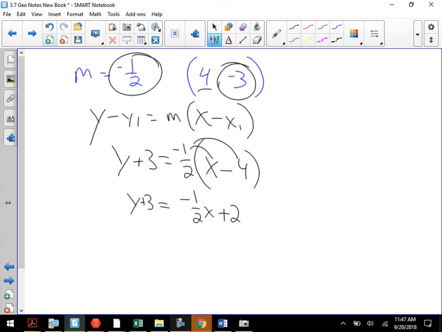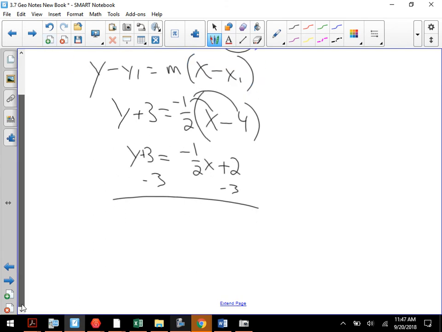And then lastly, how do I move that 3? Subtract it over, because you want to get y by itself. You're trying to get it into slope-intercept form, which has y by itself. The equation of the line in slope-intercept form is y equals -1/2 x minus 1.